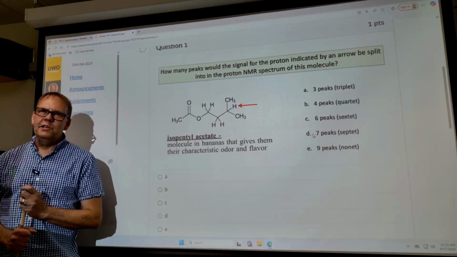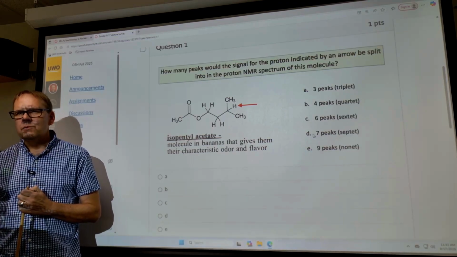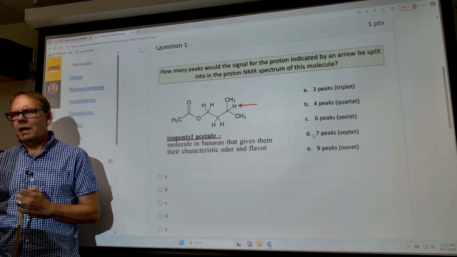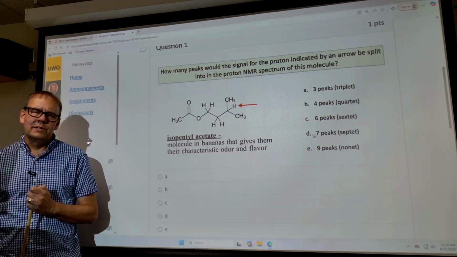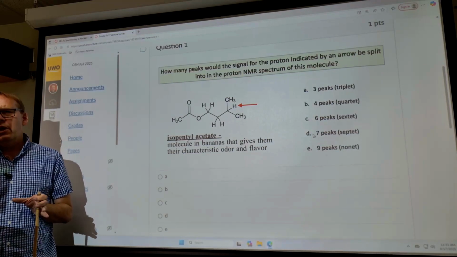So today we're going to continue our discussion of NMR spectroscopy. We're going to do some sample problems. We're going to try to do some spectra interpretation, kind of like we ended with at the last lecture, to get some practice looking at an NMR spectrum and pulling out all the information you can from it.